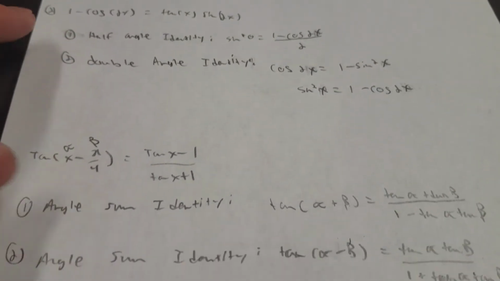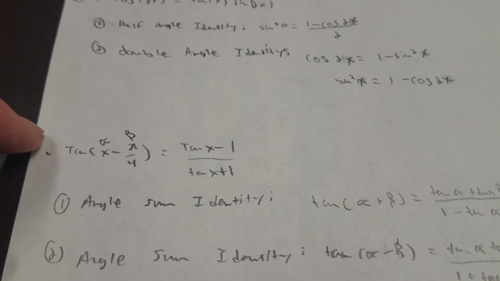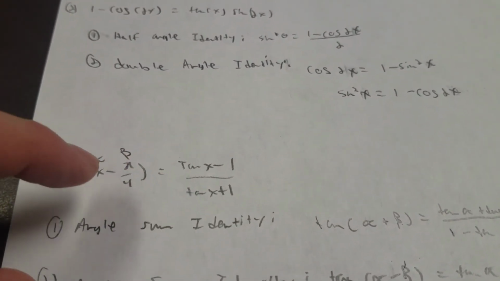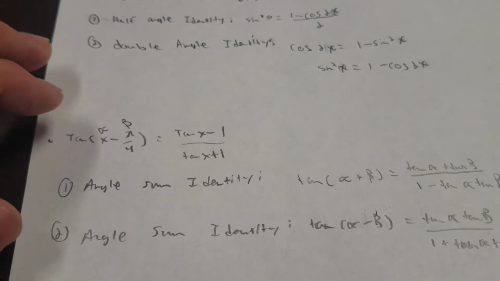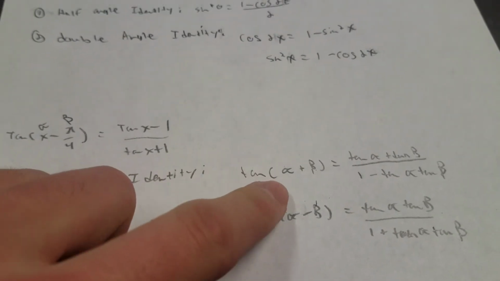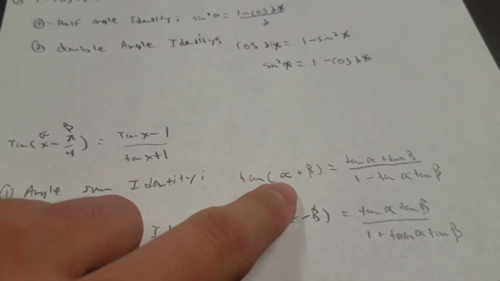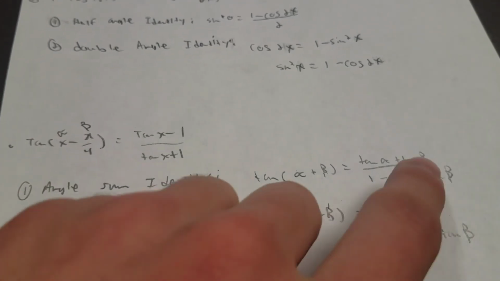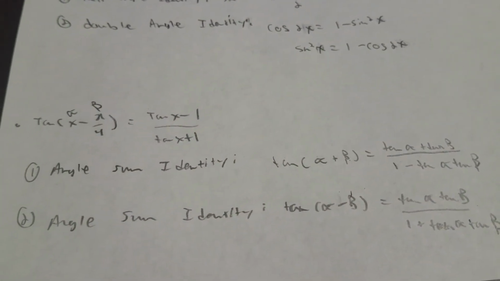So that's another step. And finally, we have this identity that's tangent of x minus pi over 4 is equal to tangent of x minus 1 over tangent of x plus 1. Here we can simply use our angle sum identities. We can use the positive version of this, where we have alpha plus beta, and here we have our alpha and our beta, and we just plug them in and solve from there.